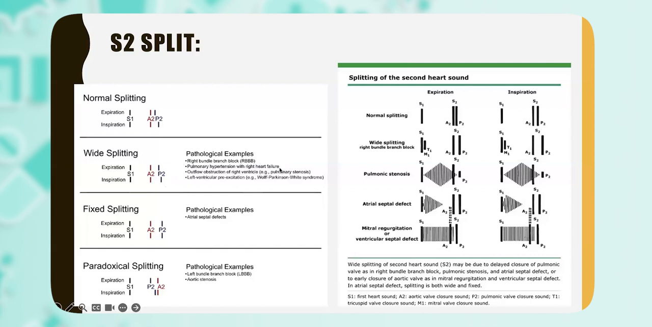Outflow obstruction of the right ventricle, like pulmonary stenosis, takes longer time, or left ventricular pre-excitation, where the aortic valve closes early, like WPW syndrome. Fixed splitting occurs in atrial septal defects. Paradoxical splitting occurs in places where aortic closure is delayed, like aortic stenosis, where more time is needed for LV emptying, or left bundle branch block. The LV is not contracting well, so it's taking more time. Narrow splitting or paradoxical splitting occurs in the same conditions.